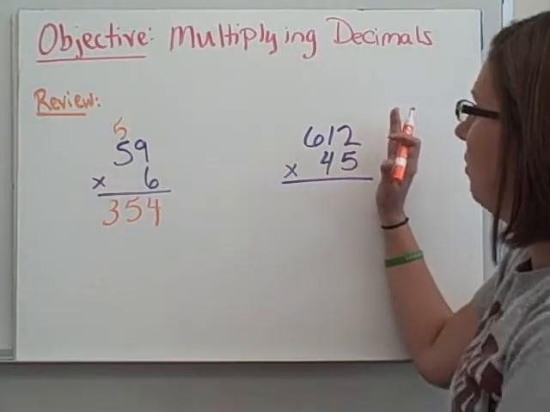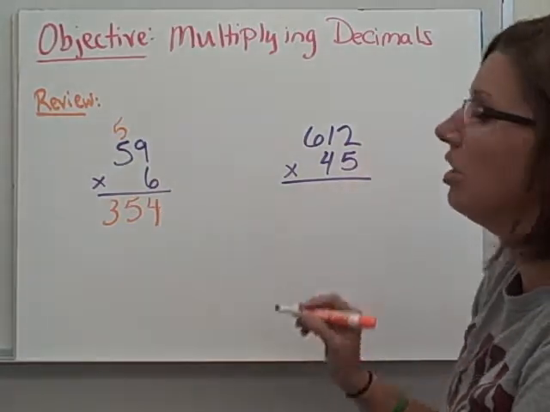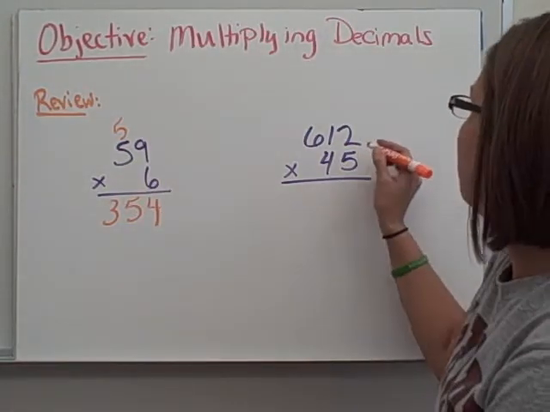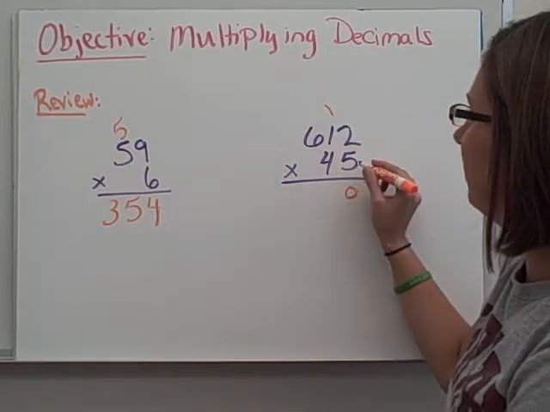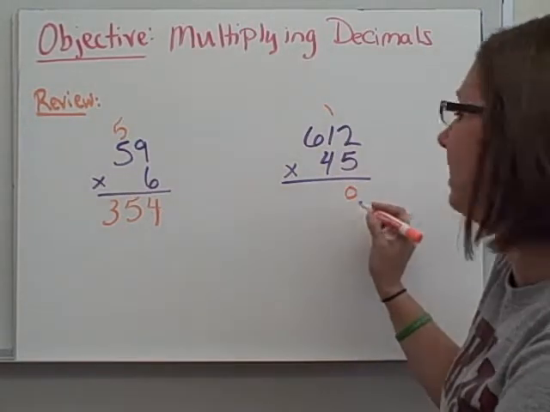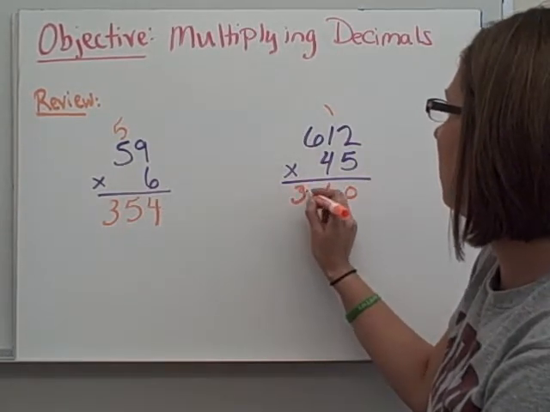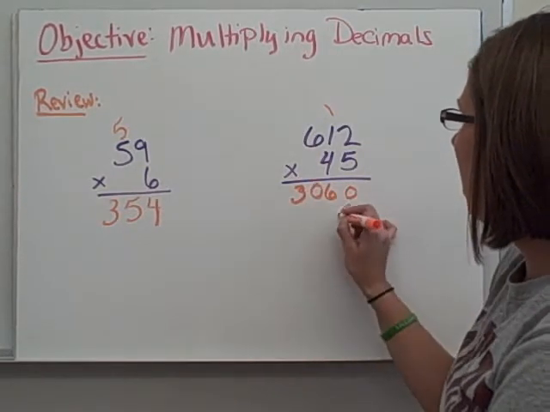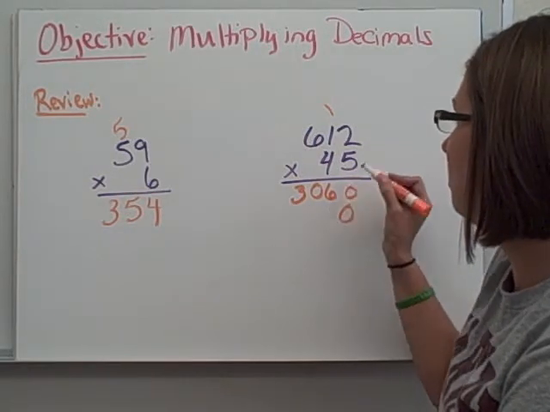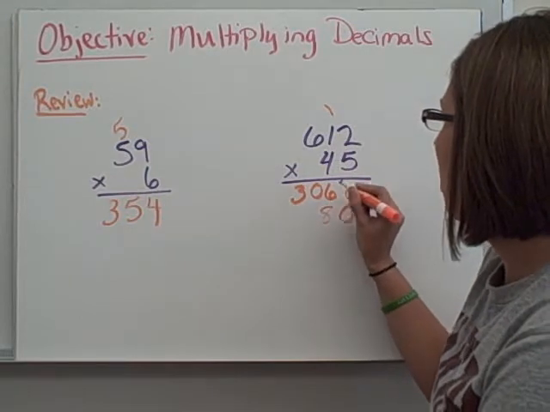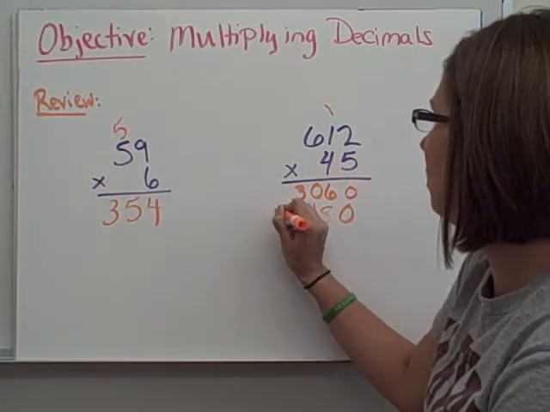Again, we've lined up the numbers to the right, we've justified it to the right, and now we're just going to multiply. 5 times 2 is 10, carry the 1. 5 times 1 is 5, plus 1 is 6. 5 times 6 is 30. We bring down a 0 as a placeholder and start multiplying by 4. 4 times 2 is 8. 4 times 1 is 4. 4 times 6 is 24.